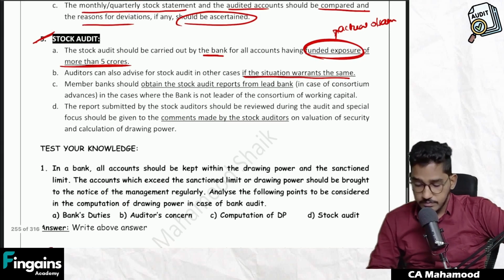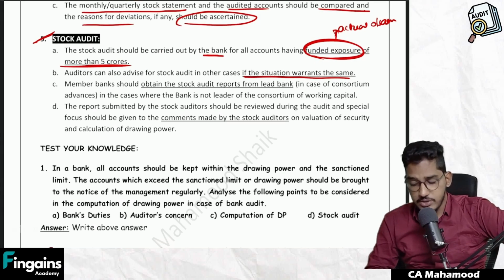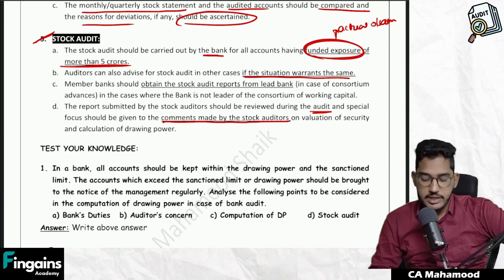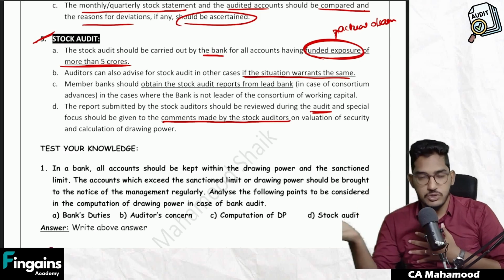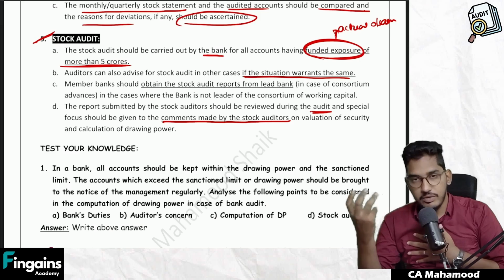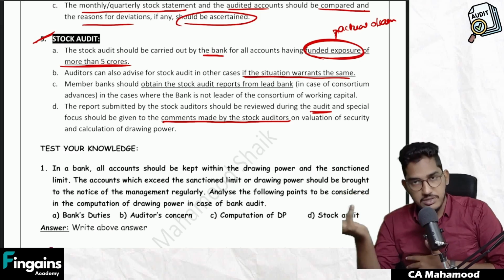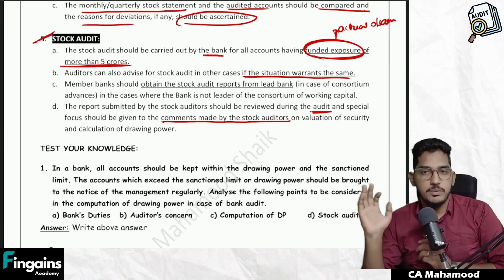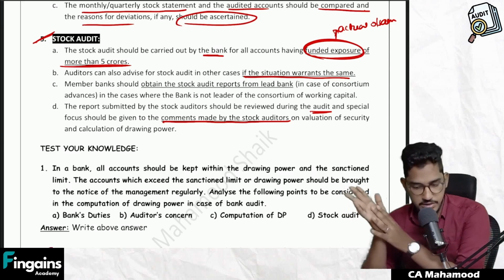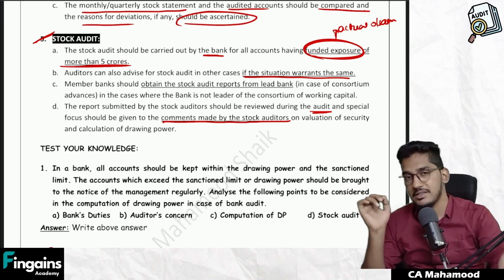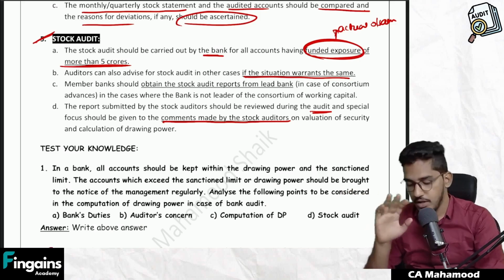Next one. The report submitted by the stock auditors should be reviewed during the audit, and special focus should be given to the comments made by the stock auditors on valuation of security and calculation of drawing power. So as a statutory auditor, you should also go through those stock audit reports, check whether the stock auditors are giving any negative comments, and also make sure that drawing power has been calculated properly and does not contain any material misstatement. Those are your responsibilities as an external auditor.